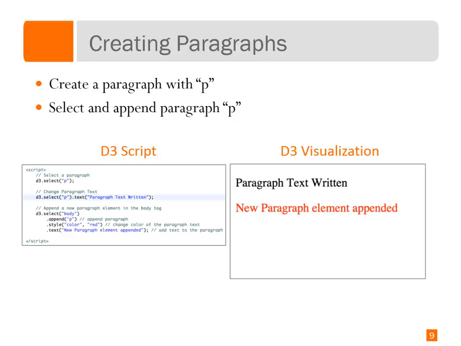So a couple different D3 instruction sets there. The first one's to select a paragraph. The second one is to edit or change paragraph text. And then the third one there is to create a completely new paragraph or line of text. So these are just different instructions that we're using out of the D3 script library.